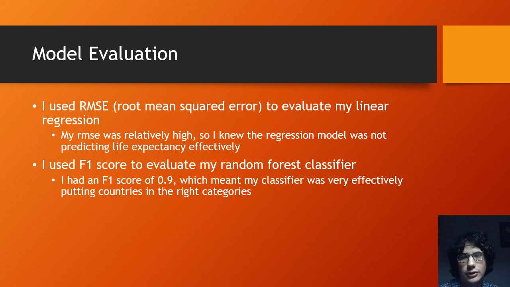I used F1 score to evaluate my random forest classifier. As you know, F1 score is the harmonic mean of precision and recall. Since I had an F1 score of 0.9, that means that my classifier was doing really well both on precision and recall, meaning it was getting countries in the right category, picking the right region for countries at a very high rate.